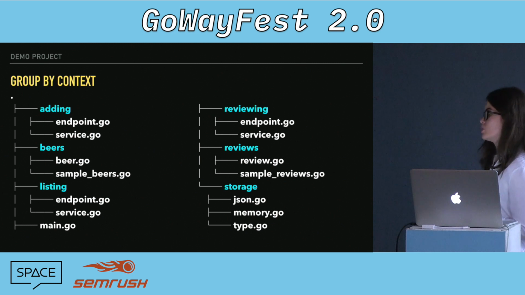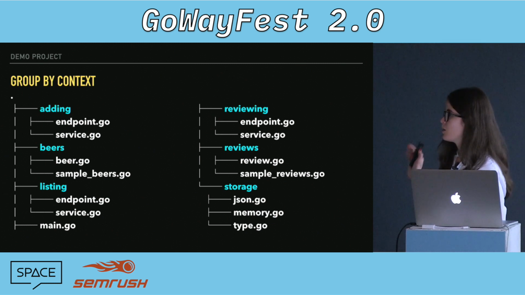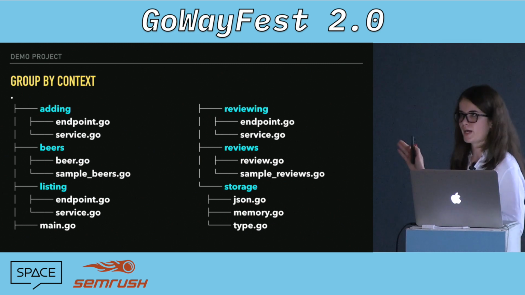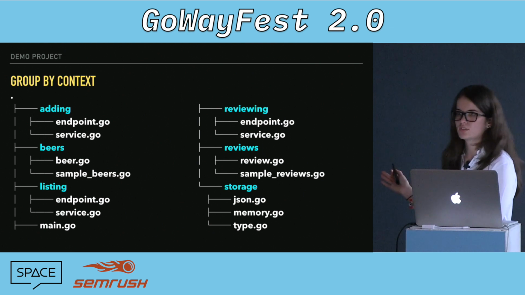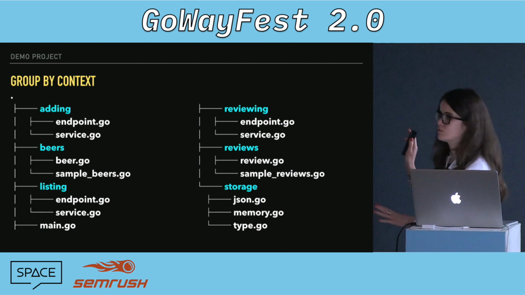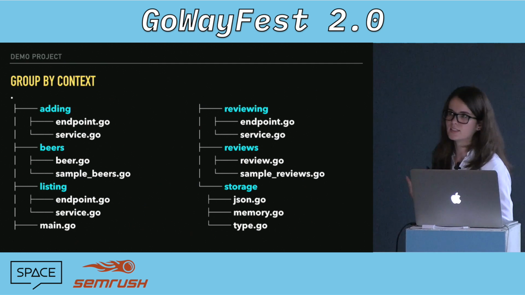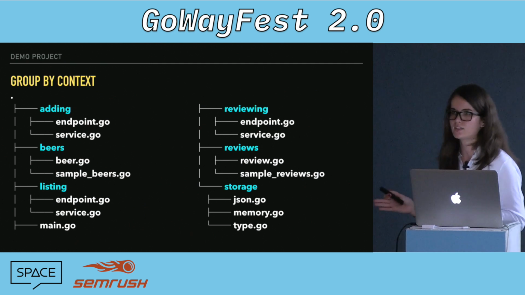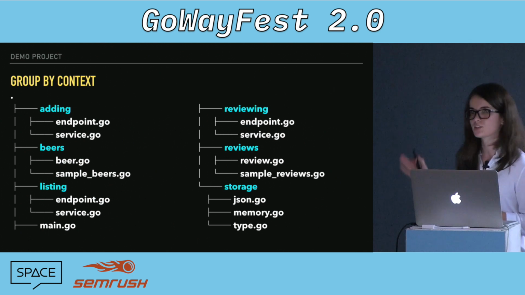It's easier to avoid circular dependencies this way because now the service packages, so adding, listing, and reviewing, talk to the storage package, and the beers and reviews models, the entities, are kind of left out. So we've broken that circular dependency there, which is really nice. So this actually will compile.